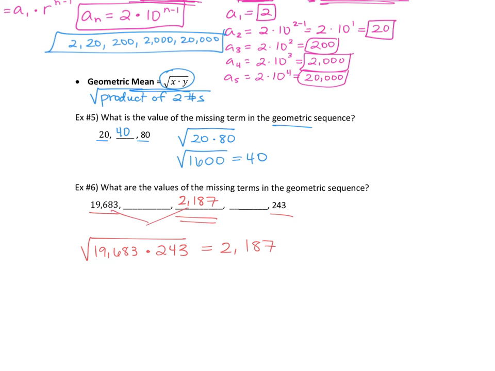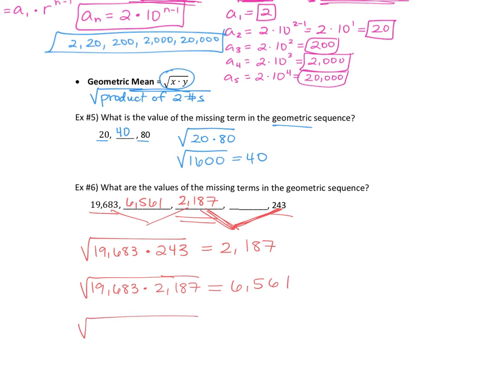Okay, now we're going to do it with those 2. So we're going to take the square root of 19,683 times 2,187. Plug that into your calculator, and you should get 6,561. So that goes there. And then the last one we're going to do with these 2 numbers. So it's going to be the square root of 2,187 times 243. Plug that into your calculator. You get 729. Okay, that is your 9-3.